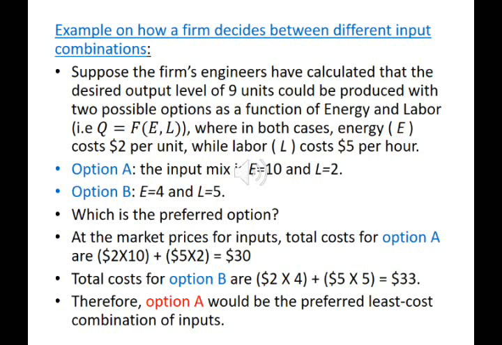So the total cost associated with option A will be the following. 2, which is the price of energy, times 10, which is the number of units of energy required in option A, plus $5, which is the cost per hour of labor, times 2 units of labor required, which will give me $30. The total cost for option B, however, is $2 times 4 plus $5 times 5, which is $33. Therefore, option A would definitely be the preferred least cost combination of inputs that will be chosen by our firm.